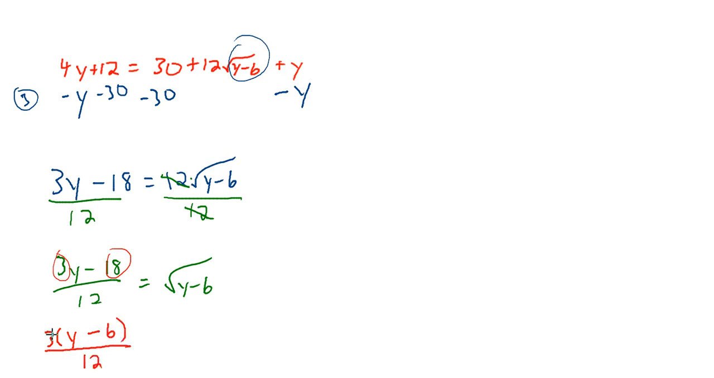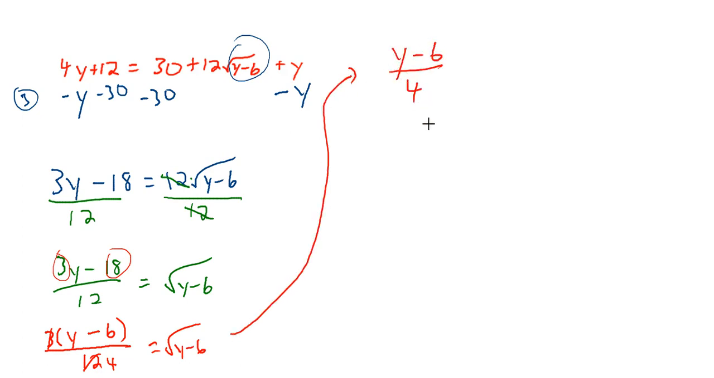And then the 3, now that it's a factor, can be canceled out with a 12, which is by itself, so it's automatically its own factor. And that'll leave me with a 4 in the denominator. So it's still a fraction, but the numbers are smaller. And that's going to help us here in just a minute. So we have y minus 6 over 4, equals the square root of y minus 6.